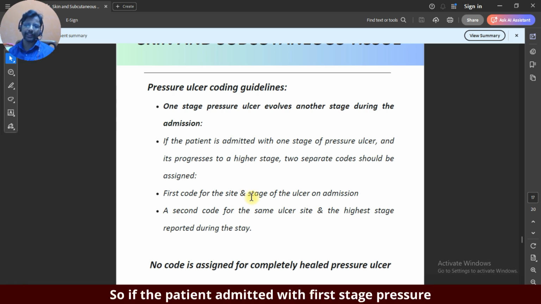For example, if the patient is admitted with a first stage pressure ulcer and after a few days this evolves into second stage, first you need to code first stage, which is on admission, and also you need to code second stage, which occurred during the stay.